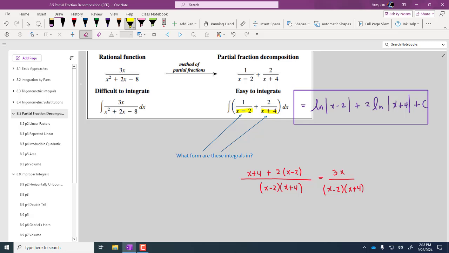And then how do you know when to make partial fractions rather than complete the square? You'll be told. On the test, it will just say, use PFD or use completing the square. So yeah, you'll be told. If you can do PFD, usually that's going to be easier.